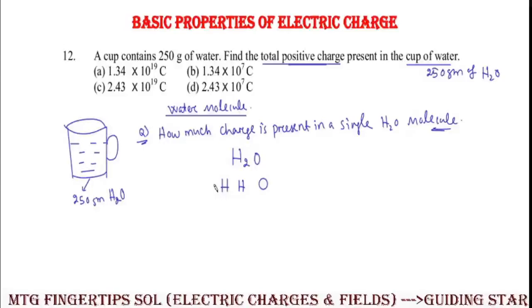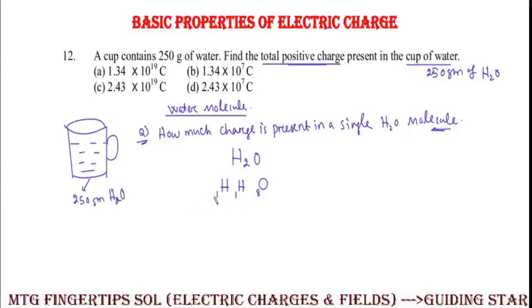And how to calculate the charges present in the given atoms? We'll calculate its charge from its atomic number. Hydrogen has atomic number 1 and oxygen has atomic number 8. So based upon the atomic number we can say that hydrogen contains 1 proton and 1 electron, so 2 hydrogen atoms will contain 2 protons and 2 electrons. Oxygen, as it has atomic number 8, will have 8 protons and 8 electrons.